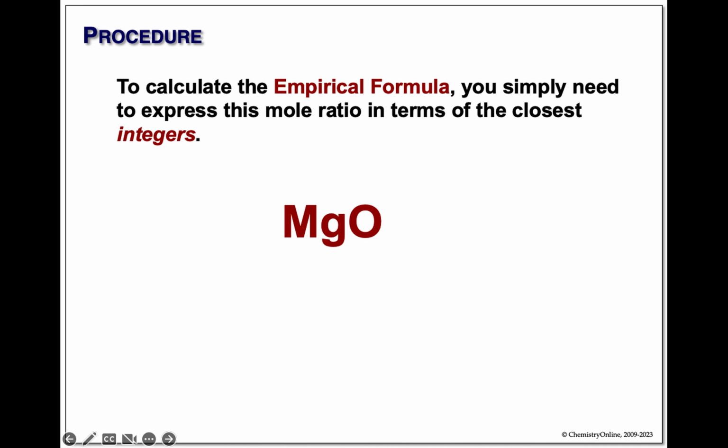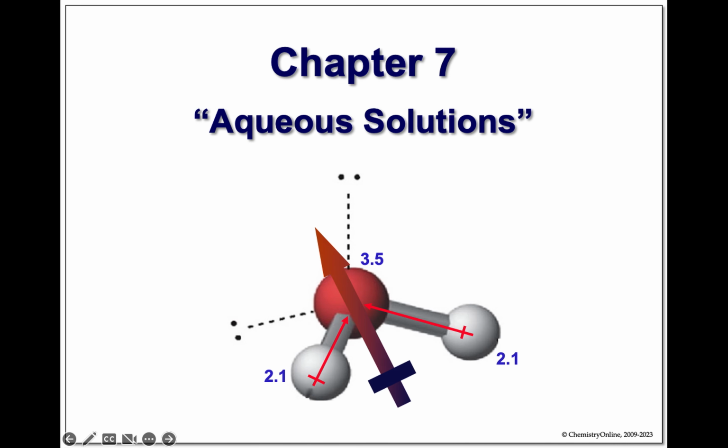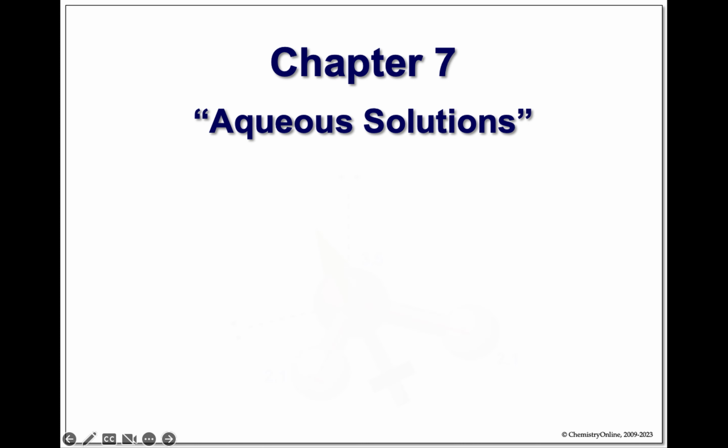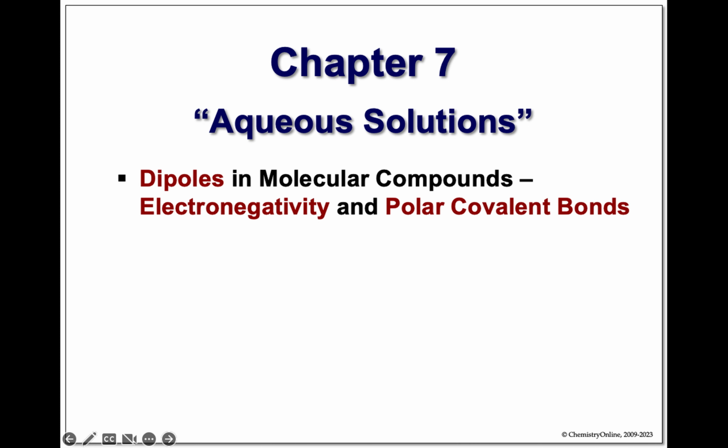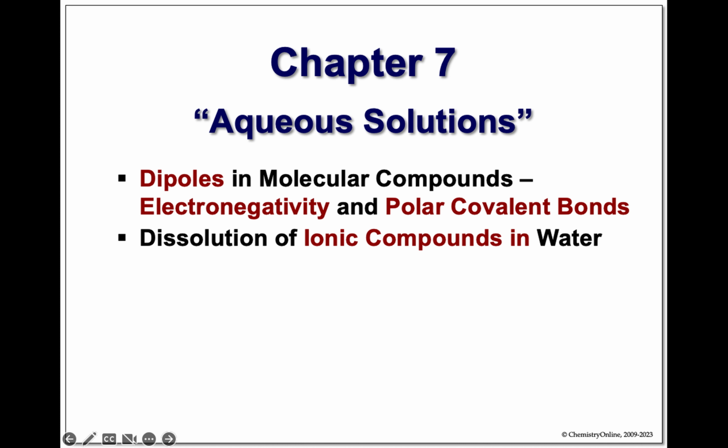Well then, let's move on to Chapter 7, Aqueous Solutions. Going to be lots of pretty pictures in the first half of this. Going to talk first about dipoles in molecular compounds, the concept of electronegativity and polar covalent bonds. Then we're going to look at how the polar nature of water allows the dissolution of ionic compounds.